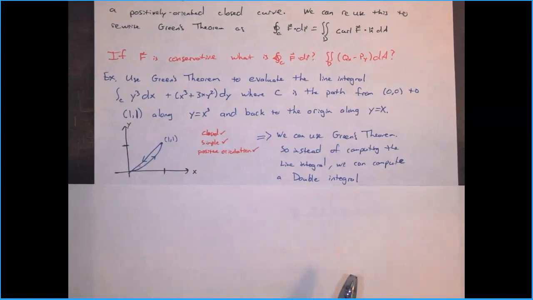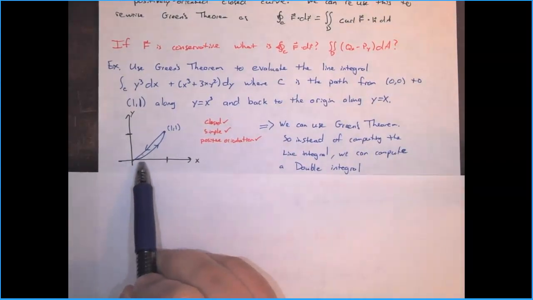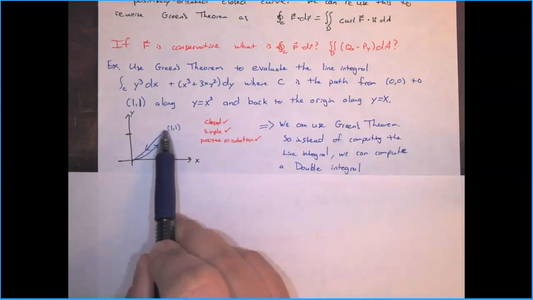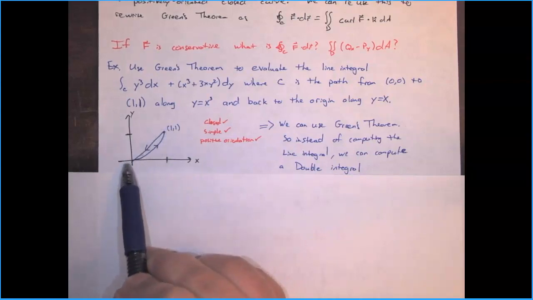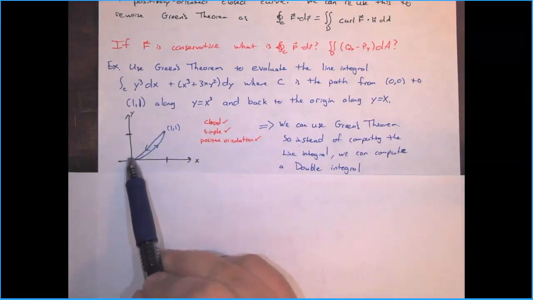So let's look at our path first. I'm starting at the origin, and let's pretend that this curve is y equals x cubed. I'm moving along this curve y equals x cubed till I get to the point 1, 1, and then I go straight back to the origin along the line y equals x. So this is a closed curve, right? I'm ending where I started.